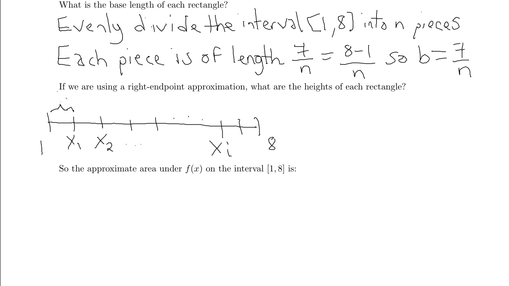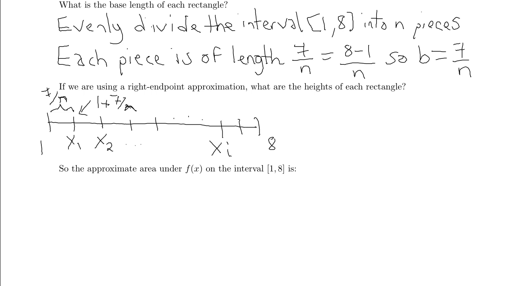So yeah, our distance is 7 over n. And so if I wanted to get to x1, what would that value be? Well, it would be 1 plus 7 over n. So this guy here is 1 plus 7 over n.